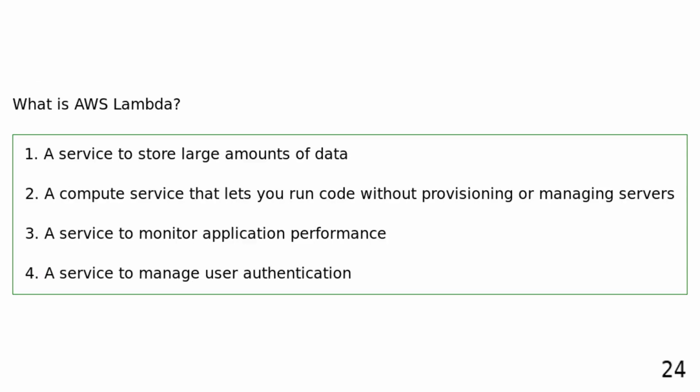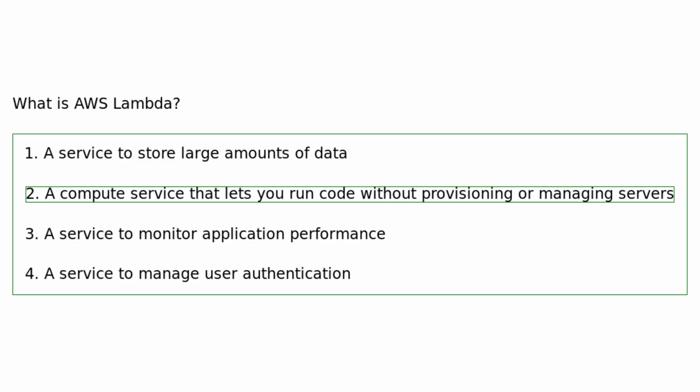What is AWS Lambda? A service to store large amounts of data. A compute service that lets you run code without provisioning or managing servers. A service to monitor application performance. A service to manage user authentication. AWS Lambda is a serverless compute service that automatically runs your code in response to events and scales the underlying compute resources as needed.